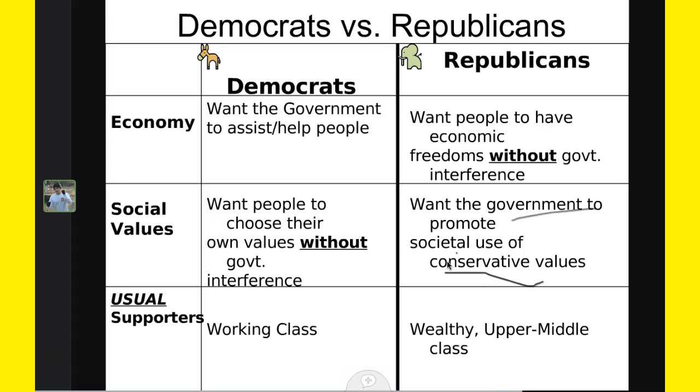In most cases, the usual supporters of the Democrats are working class people, people that don't have as much money, that need more assistance from the government. Like I said, not always. And then Republicans usually get their support from the wealthy and middle class. And like I said for the 100th time, not always. These statements are not always true, though for the most part, this is a good way to remember Democrats versus Republicans.